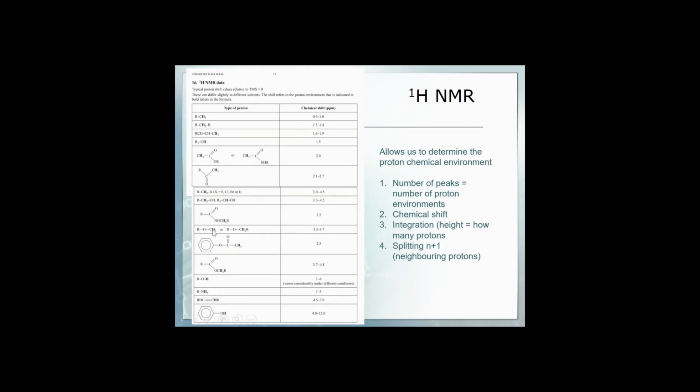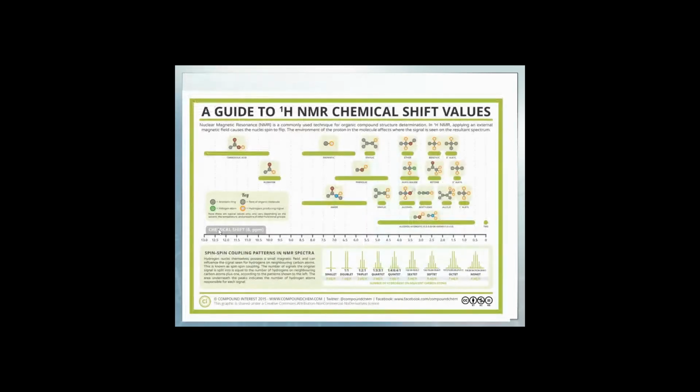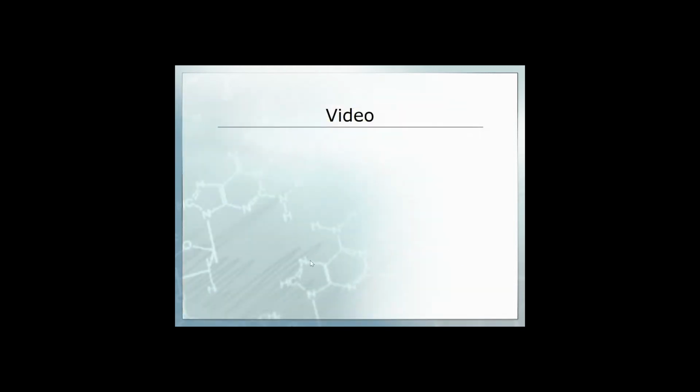Once again, the table that you see on the side here is just from your data booklet. Here's another chart to help you if you want to see how those particular hydrogens bonded to other groups look. So it gives you an overview. The last part is at the bottom here. And as you can see, you can have peaks that are singlets, doublets, triplets, and it just goes on and on. So what we'll do is jump back to that video.